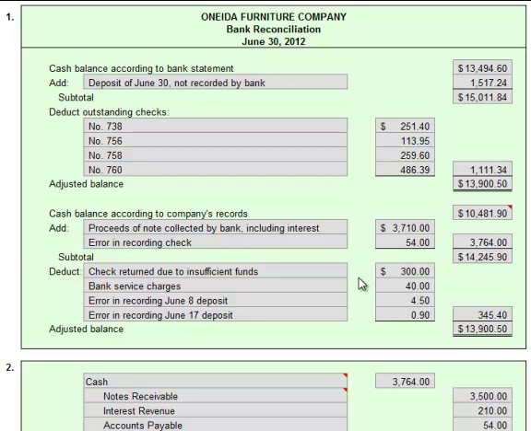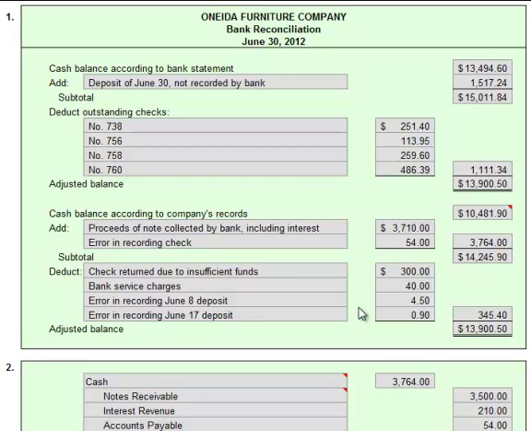Check returned due to insufficient funds. That $300 is on the bank statement, and that would be a check that our customer wrote us that was bad. So we're going to have to do something with that. Bank service charges of $40 is on the bank statement, and there's 2 deposits that are recorded in error.